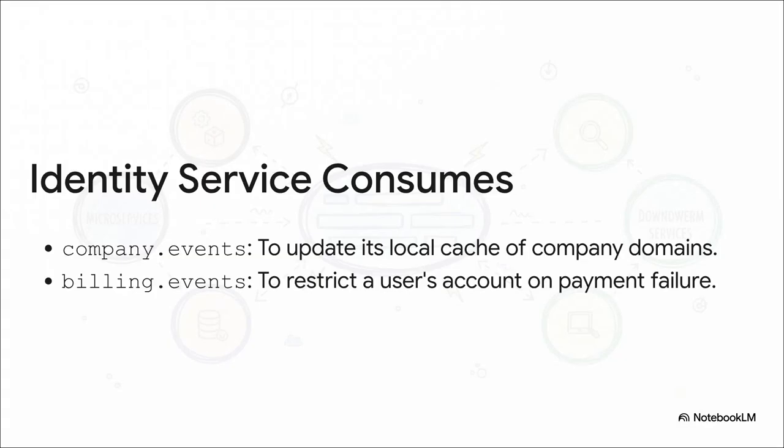And here is where the real magic happens. It's not just about what a service says, it's also about what it listens to. So when the company service announces a new domain, identity hears it and updates its own data. And even more powerful, if the billing service announces a payment failed event, the identity service can hear that and react by, say, restricting that user's account. That is loose coupling in action.